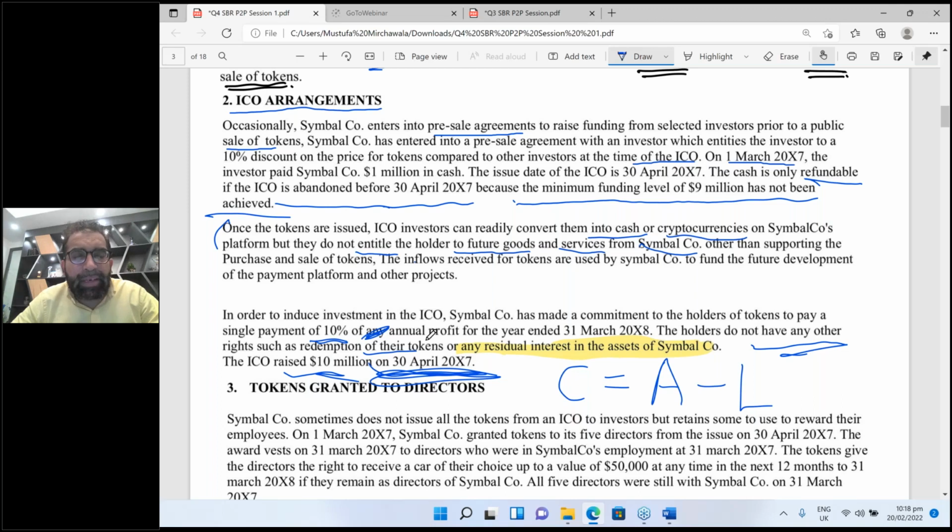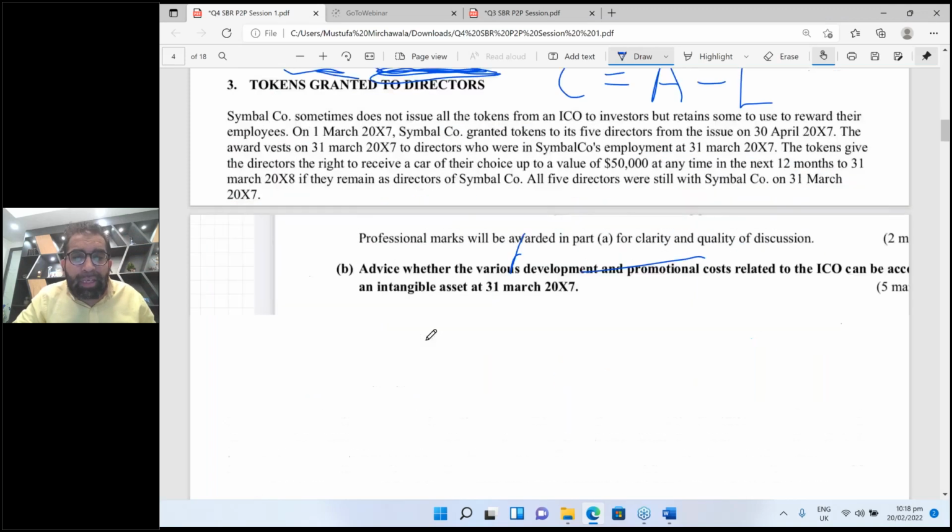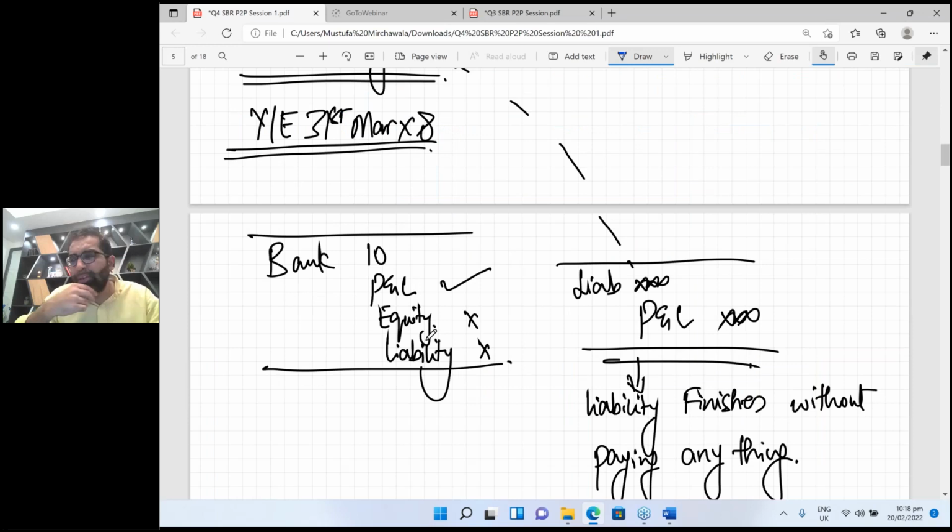The ICO raised $10 million on 30th April X7. Now in these four lectures, today is the fourth lecture. In this fourth lecture, once I taught you this technique, listen. Whenever you receive money, you debit the bank, you receive $10 million.